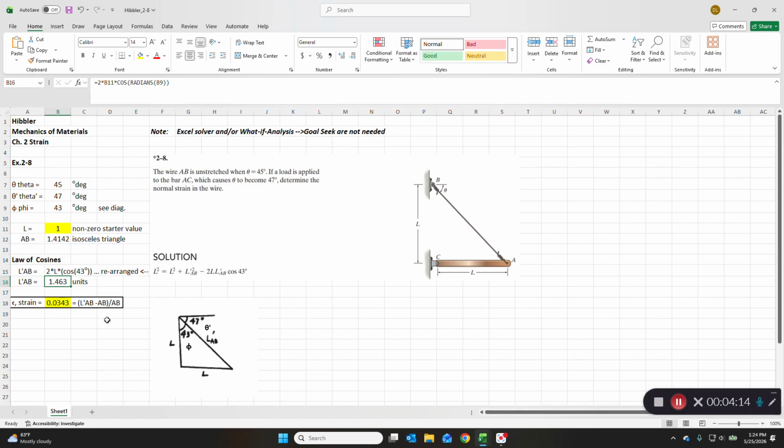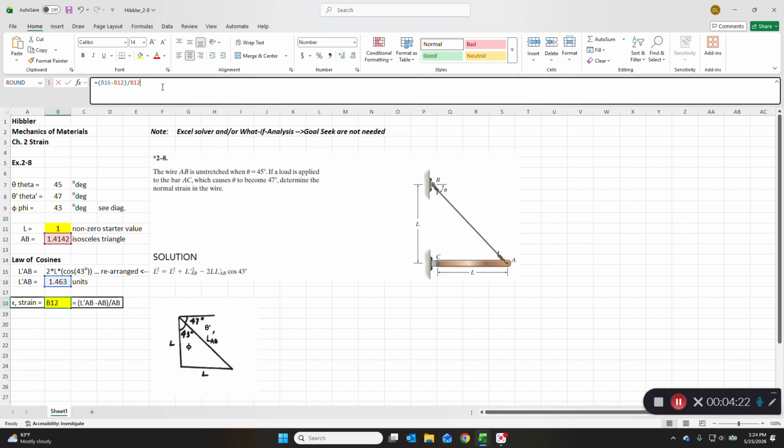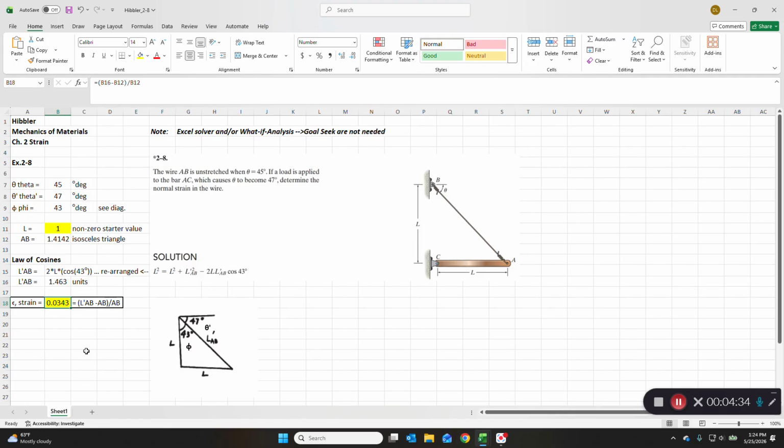And that's from the formula for strain, which you see presented in this chapter and in many lectures on strain in strength of materials. So that equation is just simply B16 here, which is the new length, the stretched length of L prime AB, minus the original length, and then divide by the original length. And we get 0.30343. Okay, so if we want to look at that in terms of a percentage, we could just simply say that that's going to be about 3.4%. Okay, so this will work with any value of L except 0.